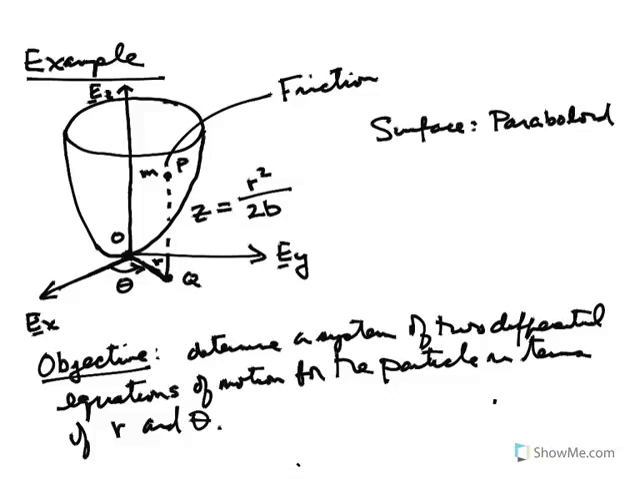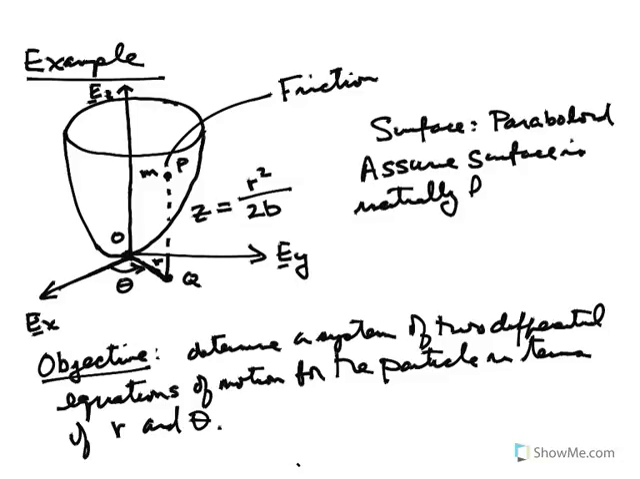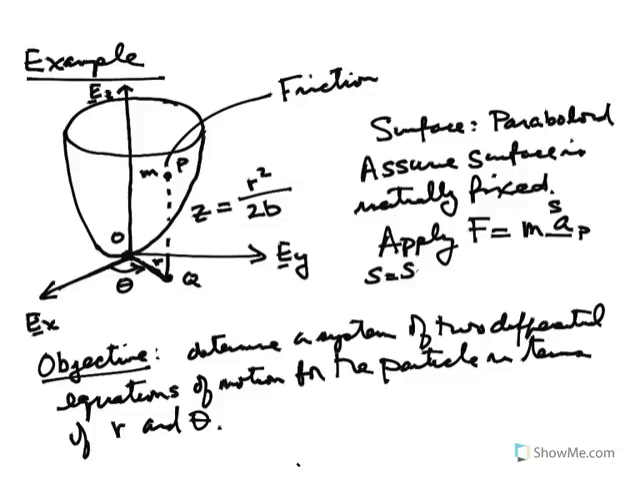and I'm going to assume that it's inertially fixed. So assume the surface is inertially fixed. It'll just make things a little bit easier when we go through the rest of the analysis. So we need to apply F equals ma. So we're going to need to apply F equals the mass times the inertial acceleration, where S is the surface, which is the inertial reference frame.